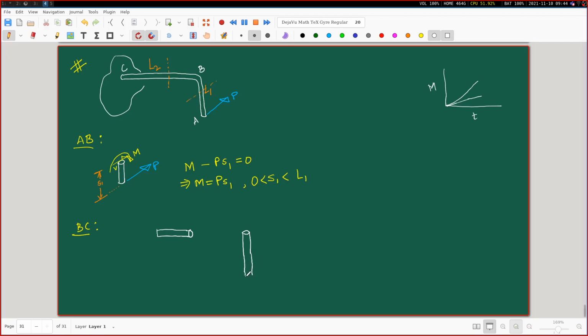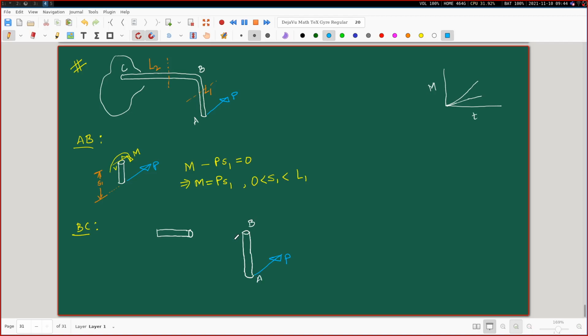This is the entire AB part, okay? And this is from B to a generic distance. So this is the entire AB thing. The force was applied here. At this point, I have some kind of a shear force here, some kind of a moment here.